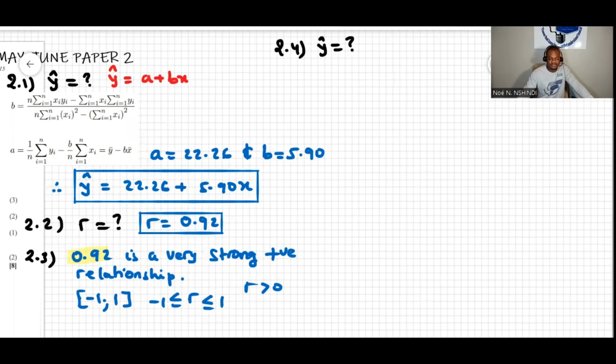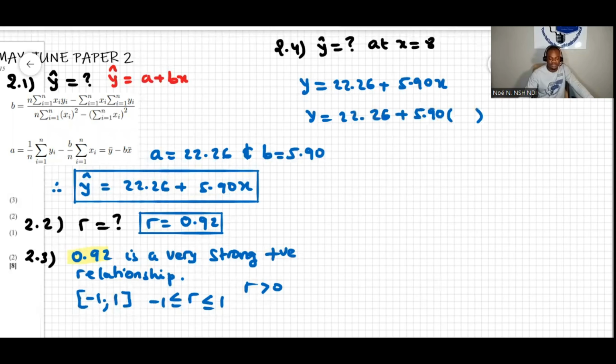When x is equal to 8, the number of days, we're going to substitute it into the formula here. We had y equal to 22.26 plus 5.90x. Okay, we substitute the value of x to find y. 5.90 times x, and x is now equal to 8.